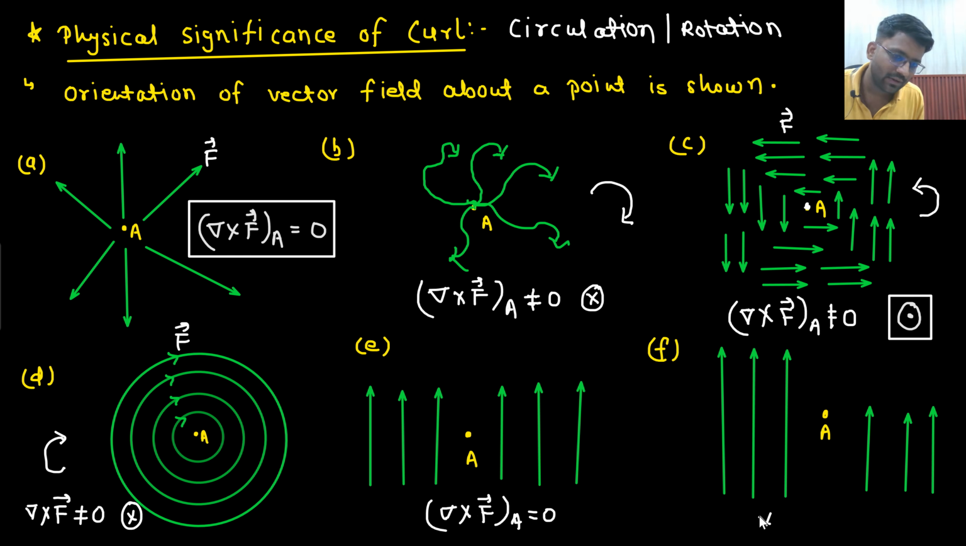What about this scenario? Del cross F at point A.